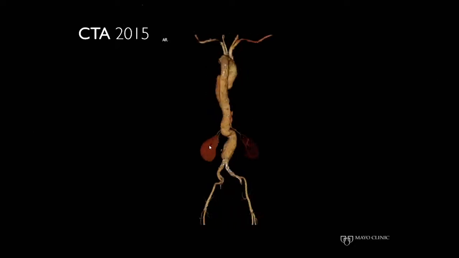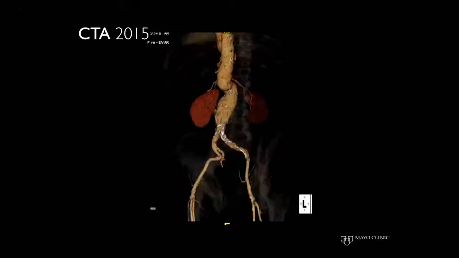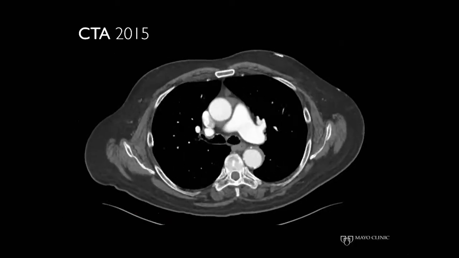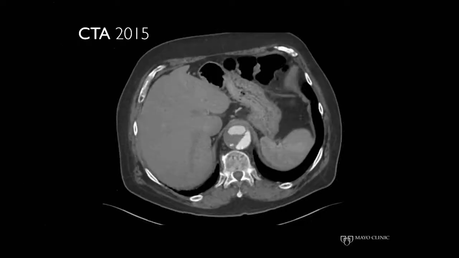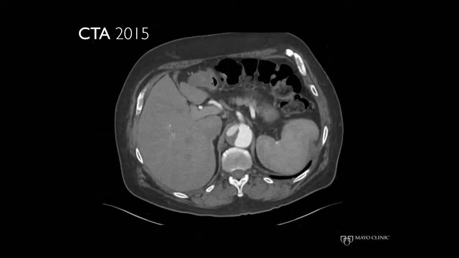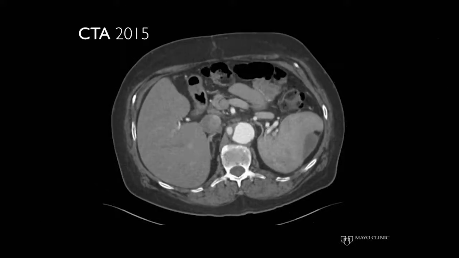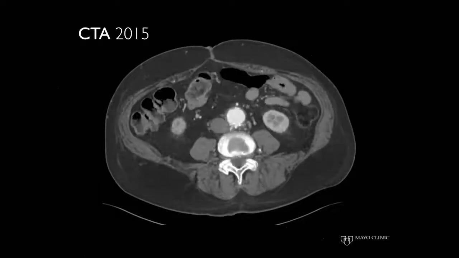In 2015, he obtained a CT angiography of chest, abdomen, and pelvis, which showed fairly extensive dissection starting in the proximal third of the thoracic aorta. This dissection extended through the celiac axis, the SMA, and both renal arteries. Note that the celiac, SMA, and the left renal artery originate from the true lumen, but the right renal artery originated from an isolated false lumen.